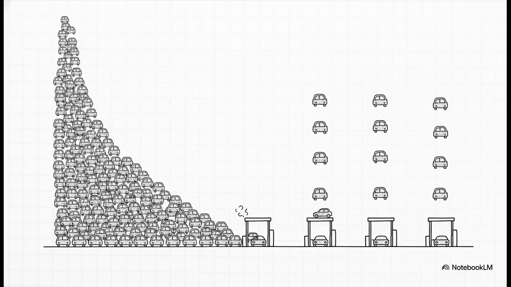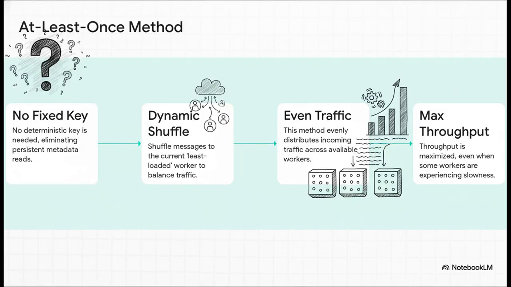It's called head-of-line blocking, and it can seriously grind your entire pipeline to a crawl. Now, let's contrast that with at least once, which completely avoids this problem. See, it doesn't use a fixed key at all. Instead, it just asks, hey, who's free? And sends the message to whichever worker is the least busy at that moment. This creates this awesome dynamic load balancing effect that just maximizes throughput.